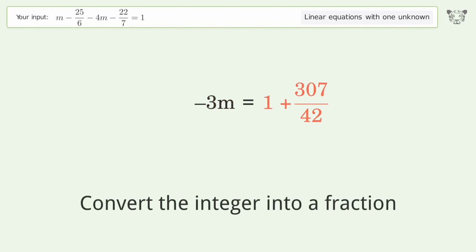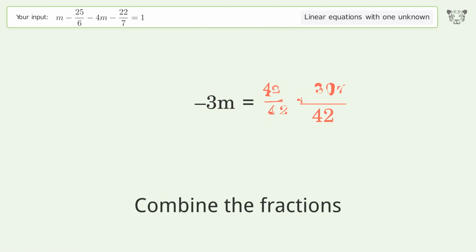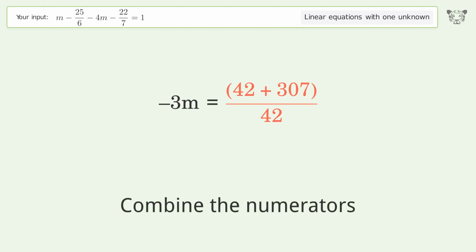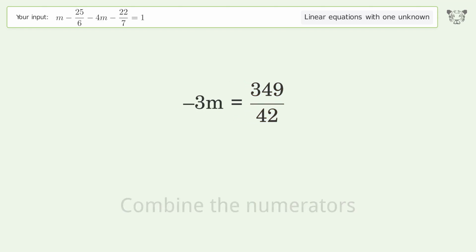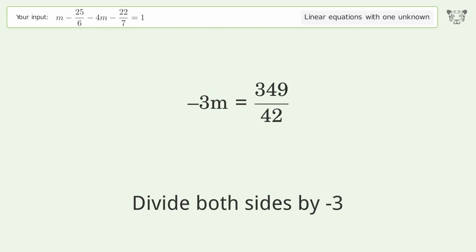Convert the integer into a fraction. Combine the fractions. Combine the numerators. Isolate the m. Divide both sides by -3.